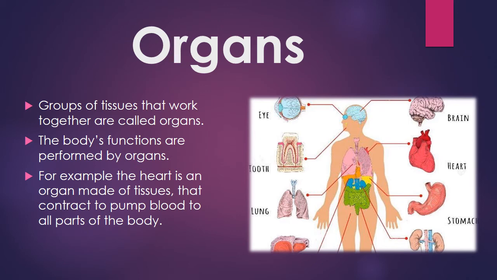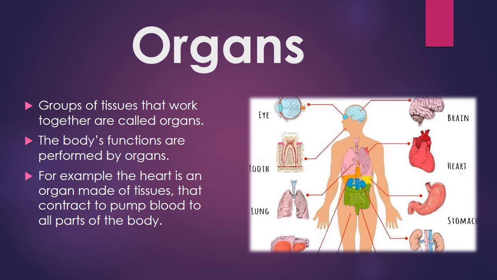So every organ has a different function. Like the brain, it does the thinking. Your heart cannot think, your heart cannot digest food, your stomach digests food. So every organ has a different function in your body. All these organs work together to form a system that is known as an organ system. There are different organ systems in your body that work together.